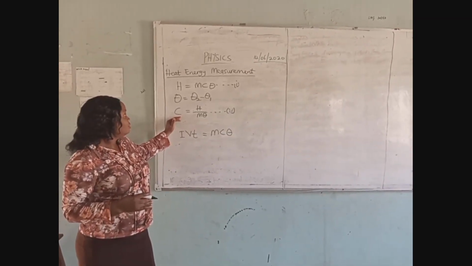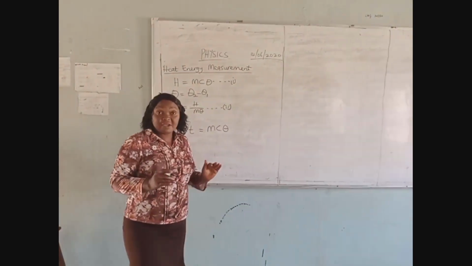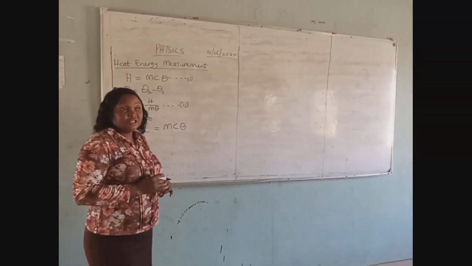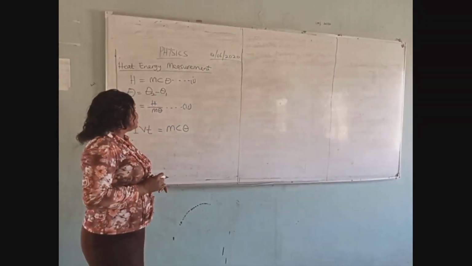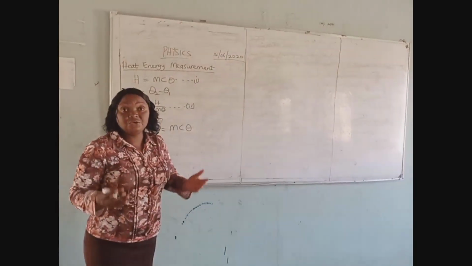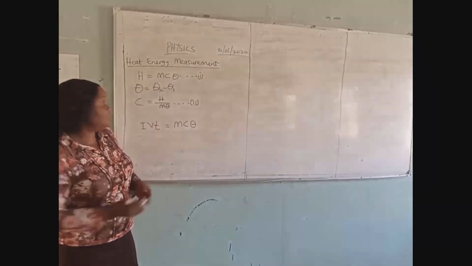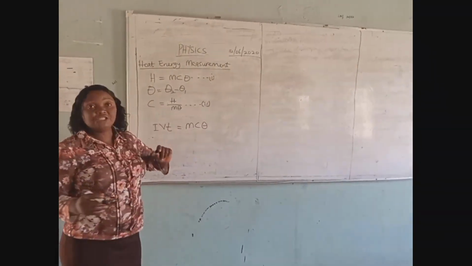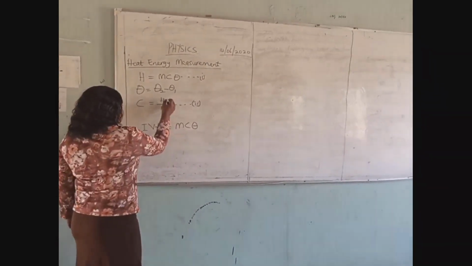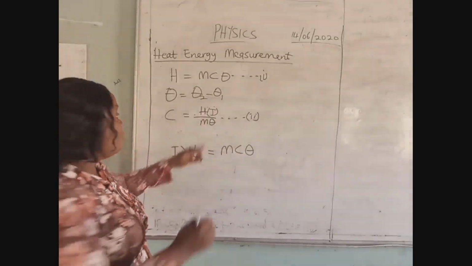Then, you know, in physics, unit is very, very important. So we can't just express specific heat capacity without telling you the unit of measurement. So how do we derive the unit of measurement? Heat is measured in what? Joules. Mass is measured in what? Kg.